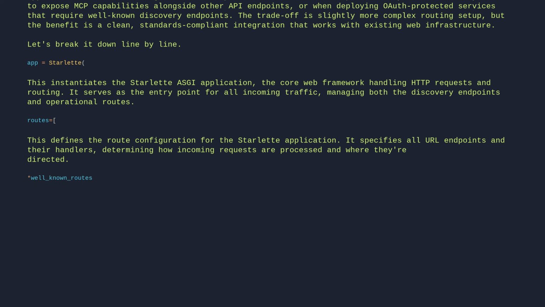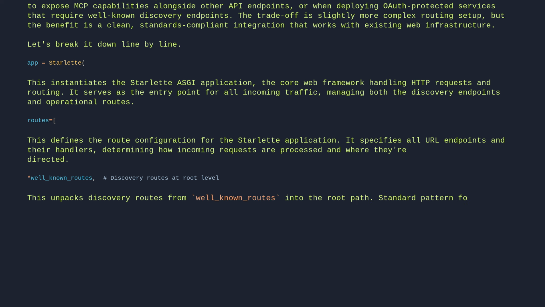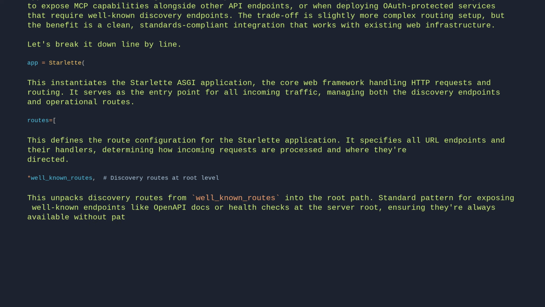*well_known_routes, # discovery routes at root level. This unpacks discovery routes from well-known routes into the root path. Standard pattern for exposing well-known endpoints like OpenAPI docs or health checks at the server root, ensuring they're always available without path prefixes.